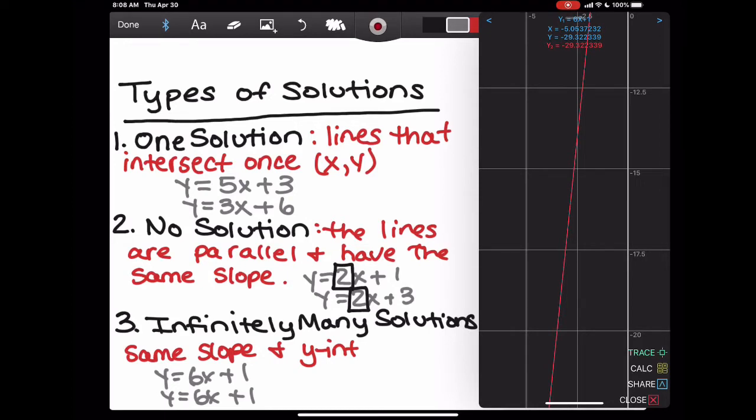So again, with systems of equations, you're going to have three different types of solutions. One solution, where the lines intersect once. No solution, where the lines are forever parallel because they have the same slope. And infinitely many solutions, because the two equations are going to have the same slope and the same y-intercept.